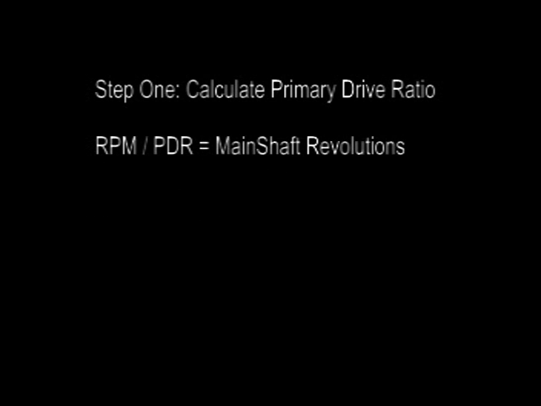Next, for any given RPM, we can calculate how fast the main shaft turns. This would be RPM divided by primary drive ratio. The RPM we said we were going to use in this case was 5,000. So 5,000 divided by 2.52 is 1,984 revolutions per minute of the main shaft.